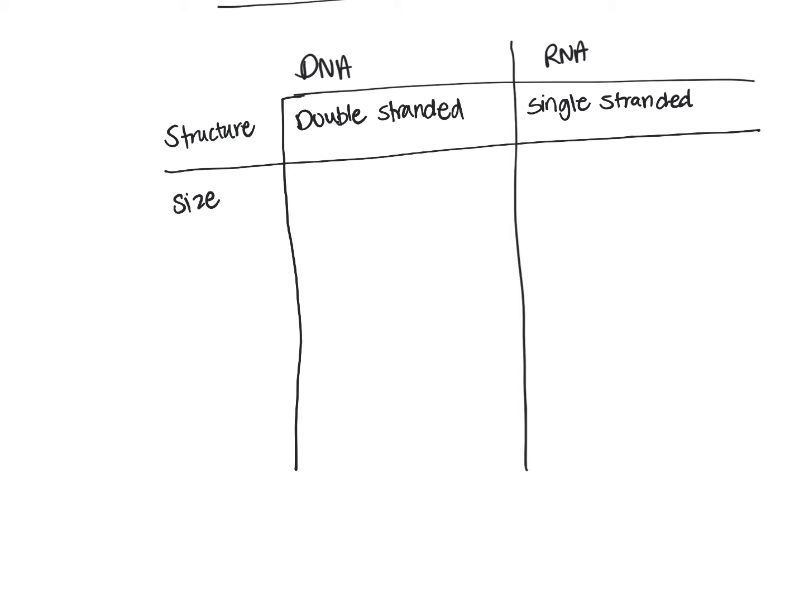Next, we're going to talk about the size difference between DNA and RNA. DNA is much larger than RNA, usually containing millions of nucleotides, whereas RNA will probably contain hundreds to possibly thousands only.